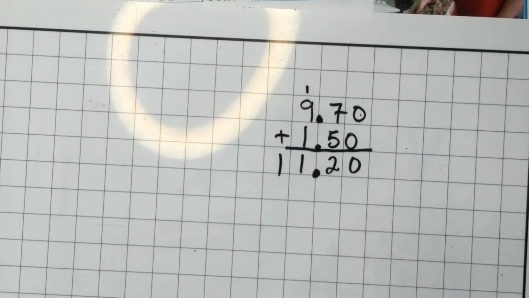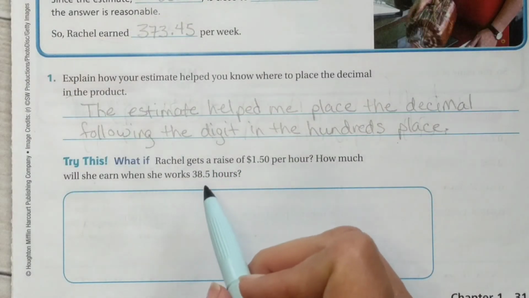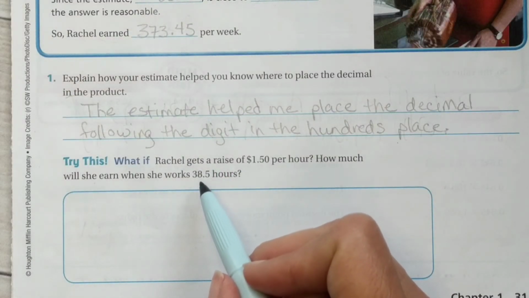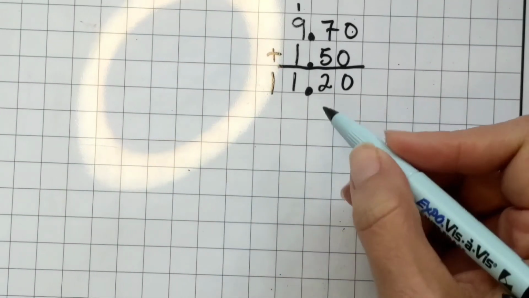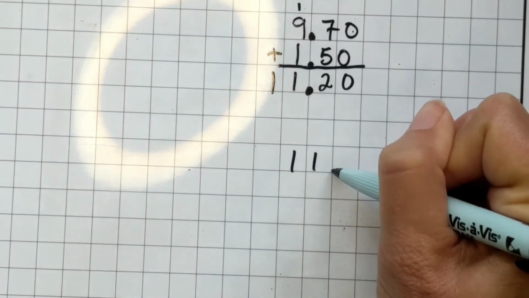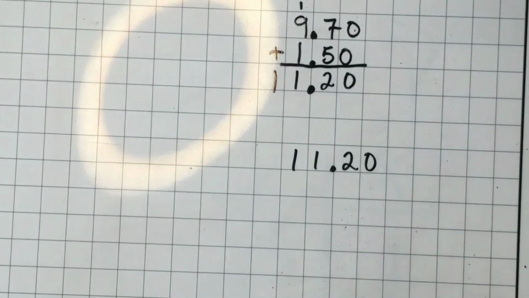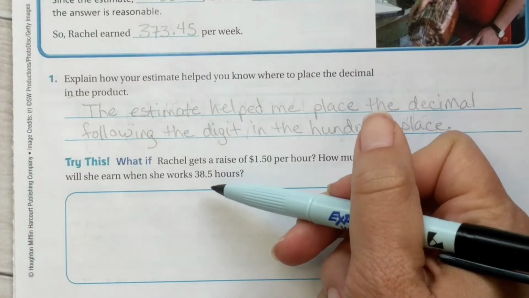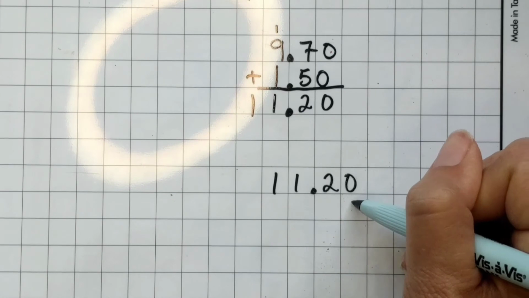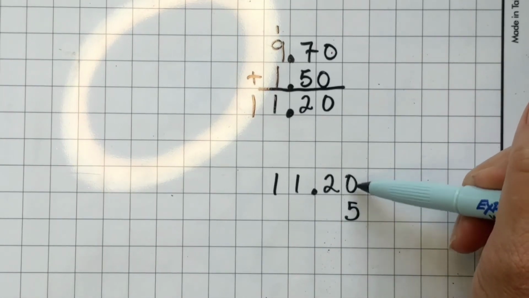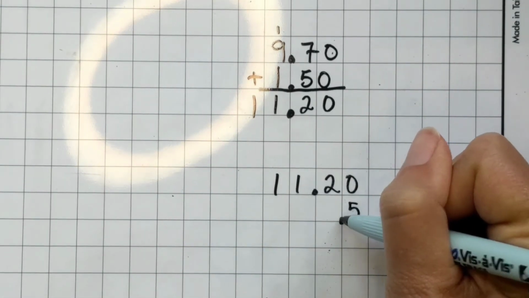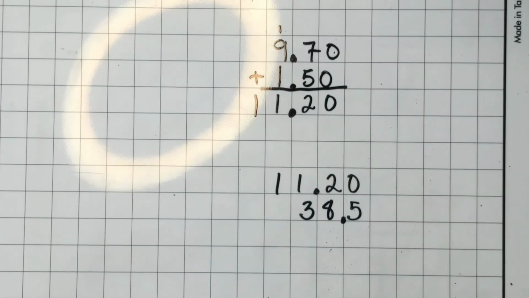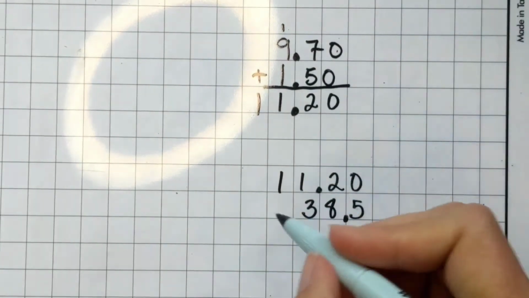Per, the word per tells us that we're going to be multiplying. And if she works 38.5 hours, how much money is she going to make? So let's go ahead and set this up on our graph paper again. So $11.20 times 38.5. Now, when you're setting up for multiplication, you line up the values from right to left. So 38.5 would look like that. My decimals do not have to be lined up when I'm multiplying.